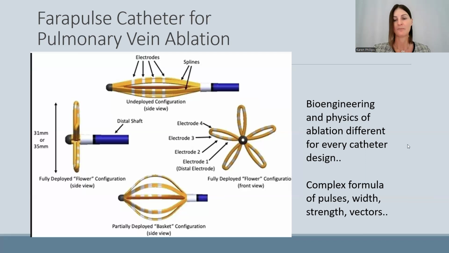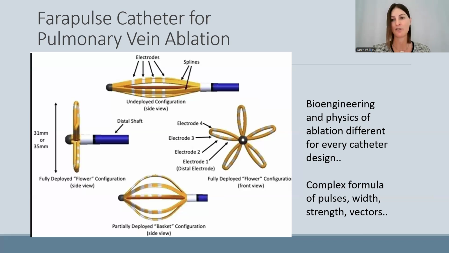Now, the bioengineering and physics of pulsed field ablation is pretty complicated, and it's different for every single catheter design. It's a complex formula that has to be worked out by engineers with bench testing and then subsequently in real life. Every different catheter and conformation is a complex formula, not only of the pulses, but the width, the strength, the vectors, the catheter design. So every single catheter and company that brings pulsed field treatment to medical practice is having to go through this process of rigorous testing to work out how their catheter works and how it interacts with the tissue and treatment.